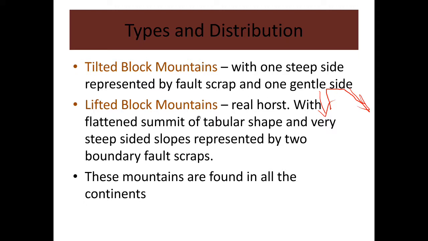Lifted block mountains are the real horst. This has both sides steep slopes and is tabular in shape, with boundary faults on both sides. So these are lifted block mountains. These block mountains are found in all the continents.